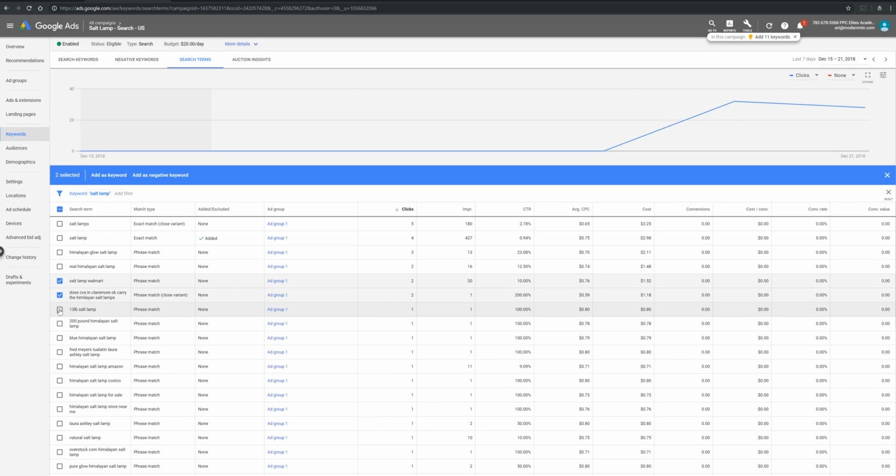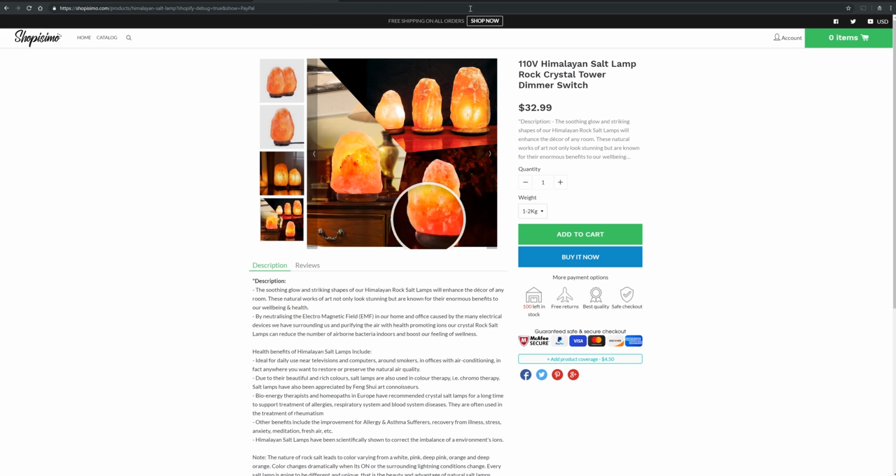All right. None of the salt lamps that are sold on the store are 13 pounds. And definitely not 200 pound. All right. Okay. Blue Himalayan salt lamp. Yeah, we don't actually have a blue one.